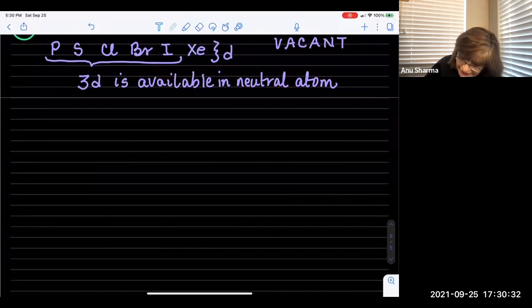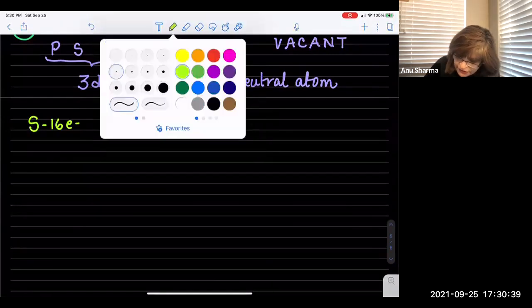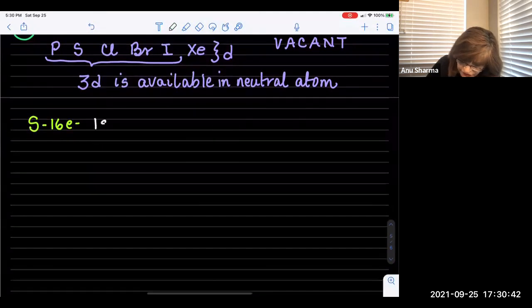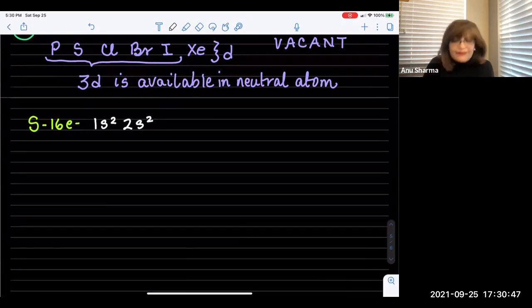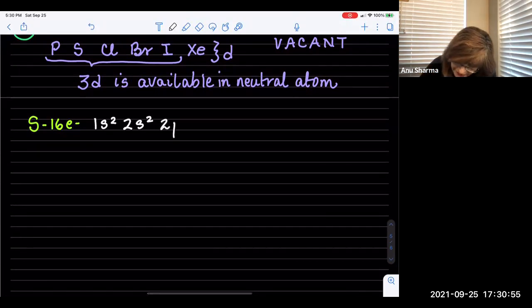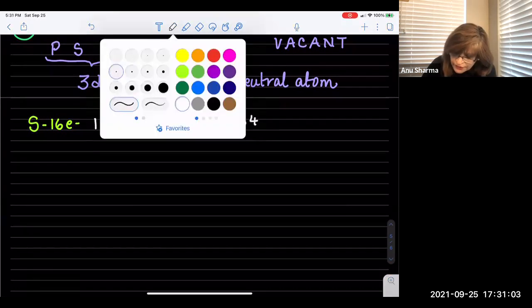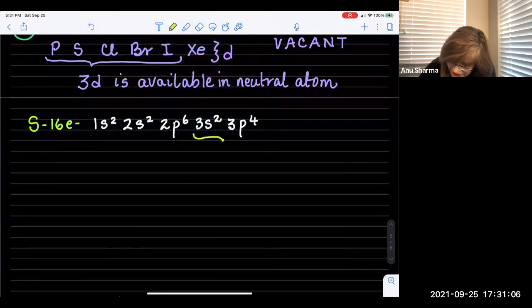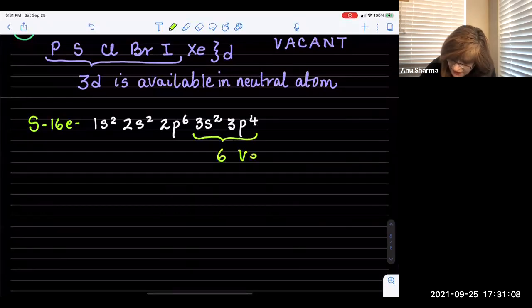Okay, so here is sulfur. Sulfur has 16 electrons. Let's do the electronic configuration. Always do the electronic configuration so you can see the electrons. Even though it's not required, I like to do it so that we can see the internal picture of what's happening. So 1s2, 2s2, 2p6, 3s2, and 3p4. We see here that these are the six valence electrons.